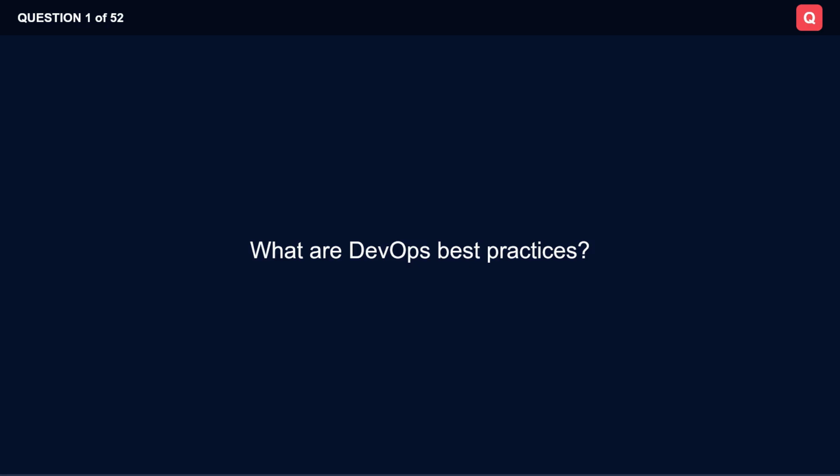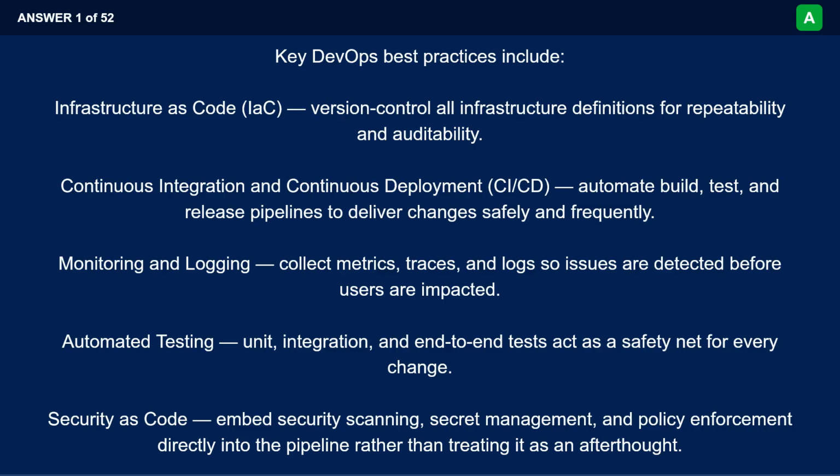What are DevOps best practices? Key DevOps best practices include infrastructure as code, IaC: version control all infrastructure definitions for repeatability and auditability. Continuous integration and continuous deployment, CI/CD: automate build, test, and release pipelines to deliver changes safely and frequently. Monitoring and logging: collect metrics, traces, and logs so issues are detected before users are impacted.